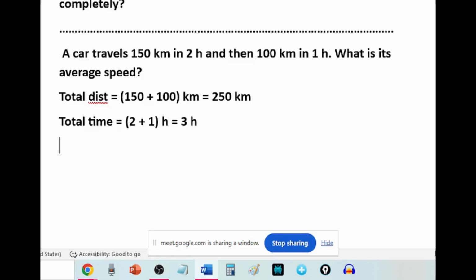Now you can say average speed. Average speed is total distance divided by total time. 250 kilometers divided by 3 hours. That will give you 250 kilometers divided by 3. 3 8s are 24, 10, 3 3s are 10.33. 0.33 kilometer per hour.